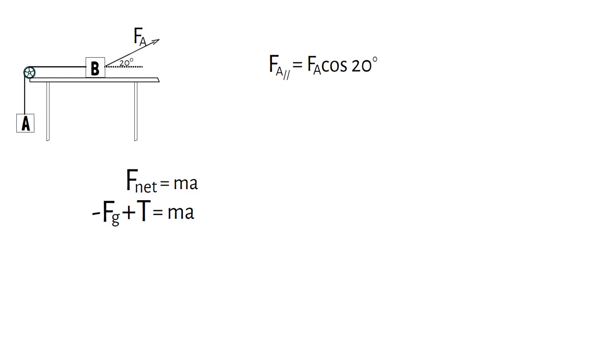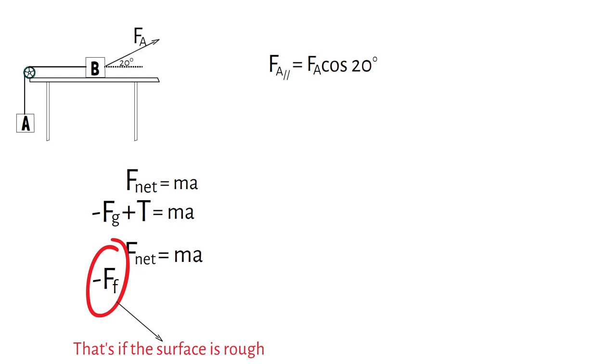So F net equals MA for object A starts with negative FG. I don't know if you remember what I did: I made it straight as in the previous example, which means FG will go to the left and the tension will go to the right. So F net equals MA for object A is negative FG plus T equals MA. Then for object B, if the surface is rough, there will be a frictional force to the left and the tension will also be to the left, and then FA parallel will go to the right. Let's not forget that FA parallel is FA cos 20, so you must substitute FA cos 20.